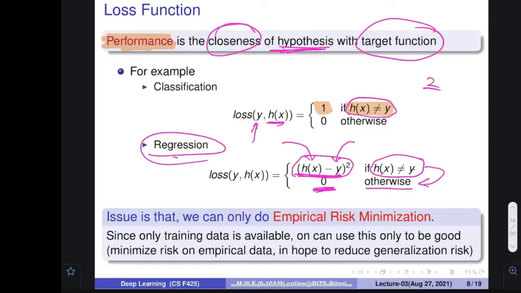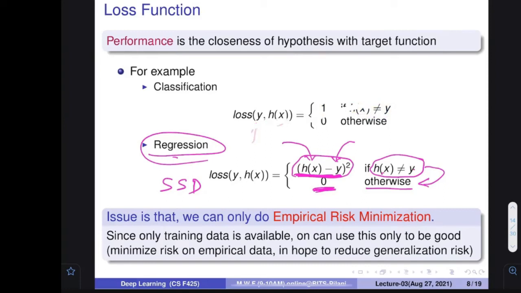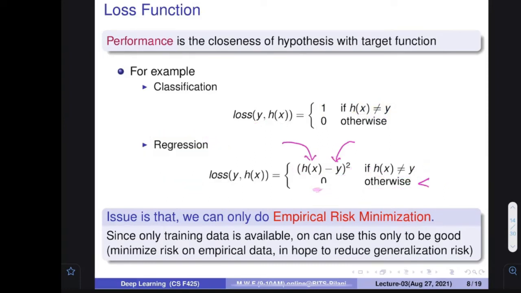This summation is called SSD, sum of square distances. So ultimately what happens is that you start the procedure with some w, and that is going to give you some loss, and after that you update the value of w.